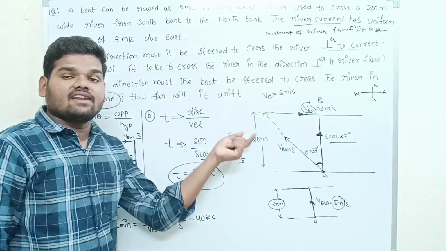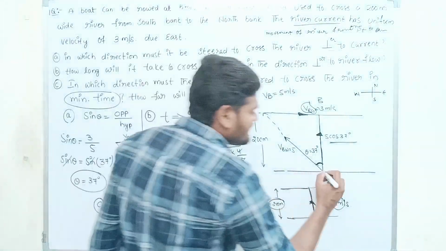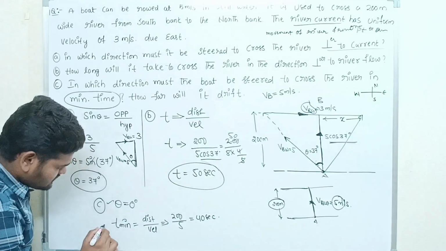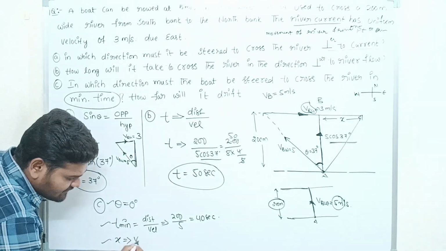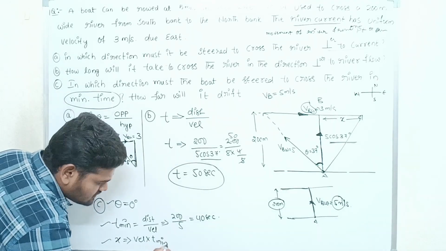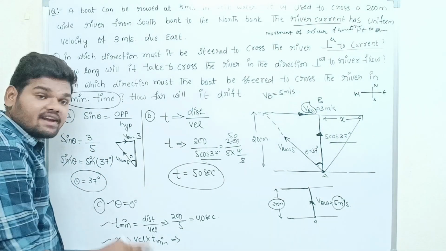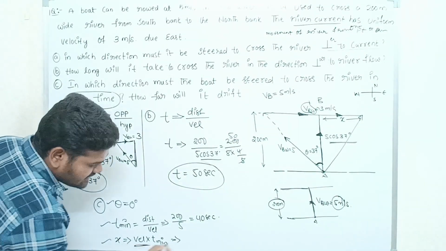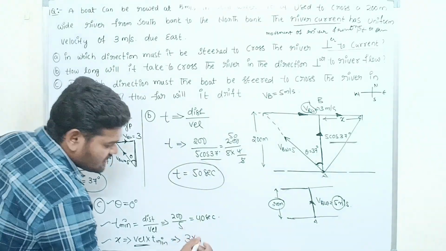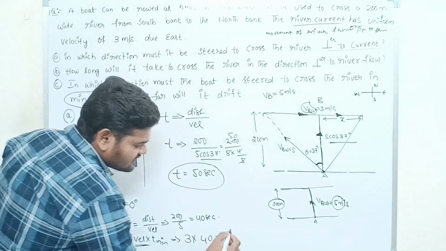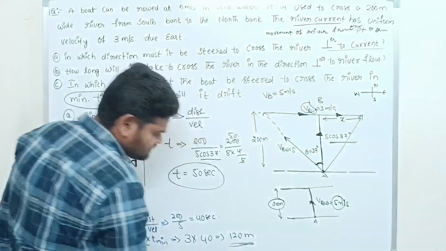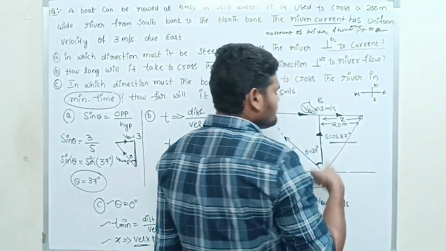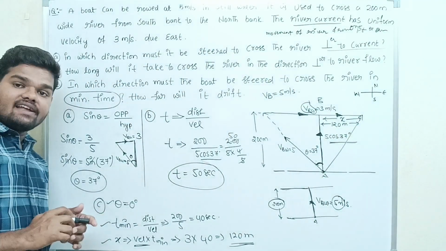So how far will it drift? They are asking for drift. So this is the drift, x we have to find. So x equals velocity into minimum time. Whenever we are finding the drift, which velocity do we have to take? We have to take the velocity of the river. So what is the velocity of the river? 3 into minimum time, we got 40 seconds. So 3 into 40 is how much? 120 meters. So that's it. This boat has drifted 120 meters from the perpendicular line or vertical line.